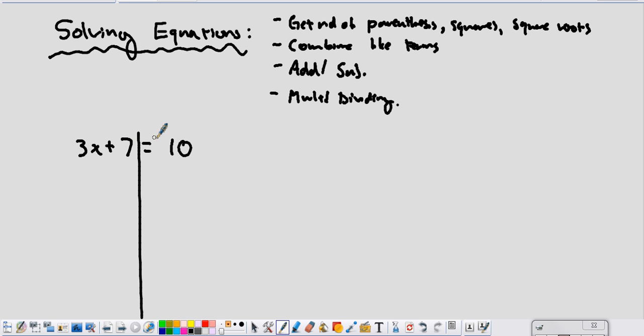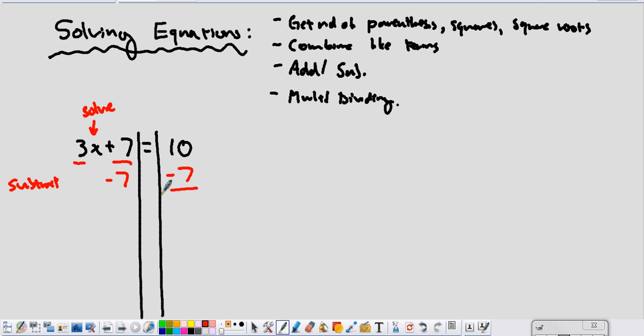I'm going to draw two lines to separate my left and the right side so I don't get confused. My first step is parentheses, none of them. Combining like terms, there aren't any to combine. Adding or subtracting, good. I want to solve for x here. So I want to get rid of this 3 and I want to get rid of this 7. I'm going to start by getting rid of this 7. I want to subtract the number that's not by the x. Minus 7 on both sides.